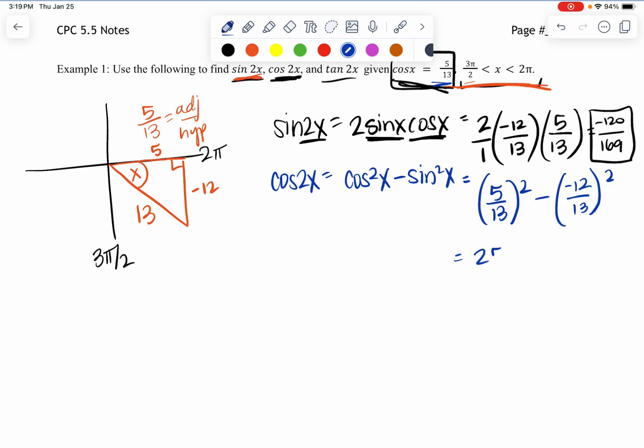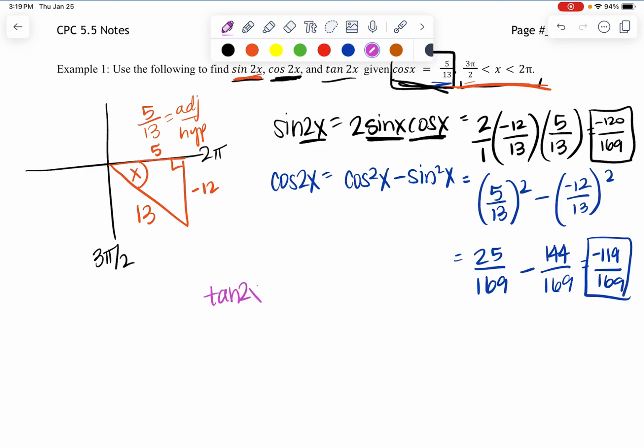5/13 squared is 25/169. -12 squared is 144. 13 squared is 169. So we end up with fractions that need to be subtracted, and we have a common denominator, so I just have to subtract the numerators. 25 minus 144. So this is -119/169.